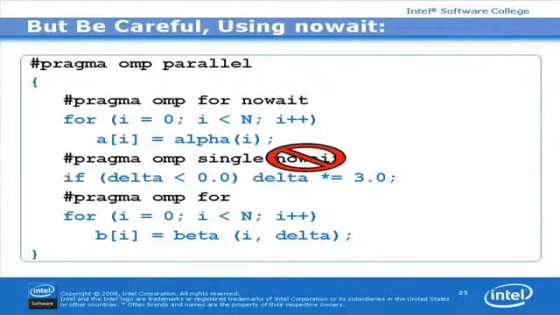In this case, I really only want one thread to execute that if test and that assignment of the delta variable if it needs to be reassigned. But I want to make sure that all of the threads wait at that region before entering the second for loop, because the value of delta is used as a parameter to the calls to the beta function in that second for loop. Therefore, I cannot use the nowait clause on this particular single pragma.